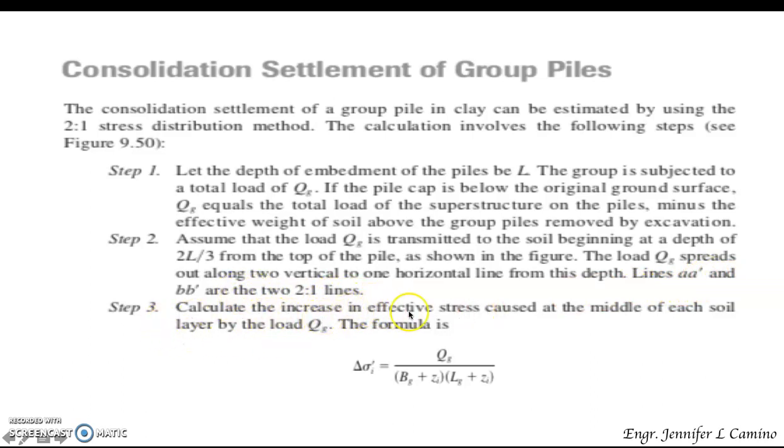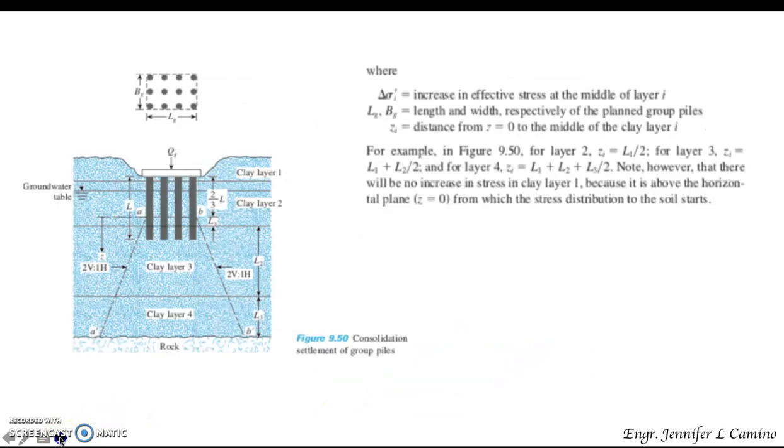Three, calculate the increase in vertical stress caused at the middle of each soil layer by the load Q sub G. The formula to compute the increase of the vertical stress is given by this equation. This is the illustration showing the consolidation settlement of group pile. This is the load acting on the group pile. You have here 4 layers as illustrated. Basically, the spread of the stress follows the 2:1 method.